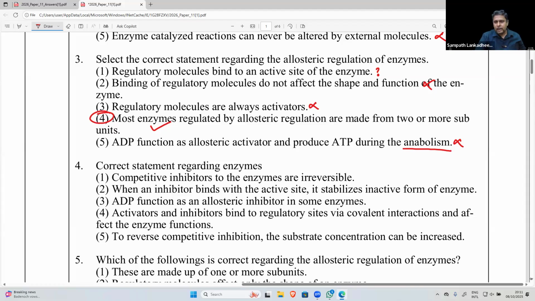Question number 4, correct statement regarding enzymes. Competitive inhibitors to the enzyme are irreversible.